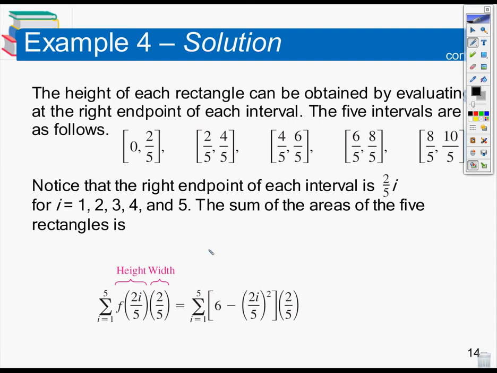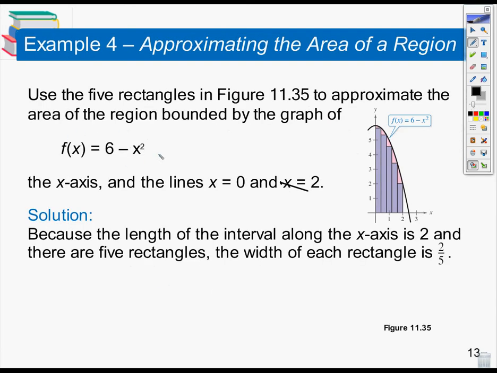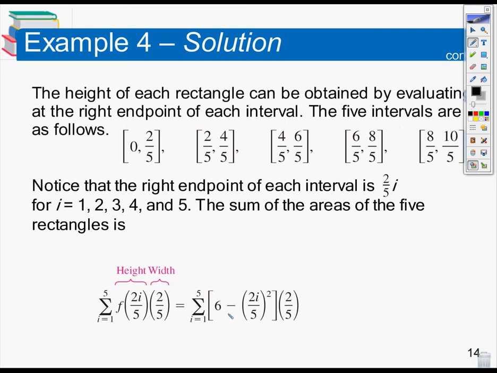All right, so first of all, let's get rid of this idea of a function inside of the summation. My function is actually 6 minus x squared, if you remember that from the previous slide. So I'm going to put that in here. Instead of f of 2i over 5, I'm going to put 6 minus (2i over 5) squared, because I'm inputting 2i over 5 for x. And now I can start to evaluate it and simplify a little bit.